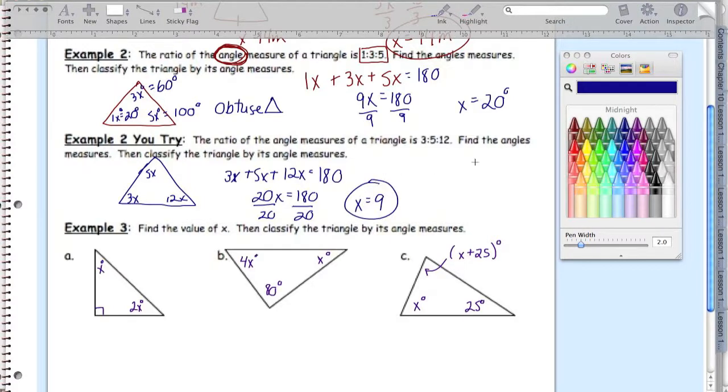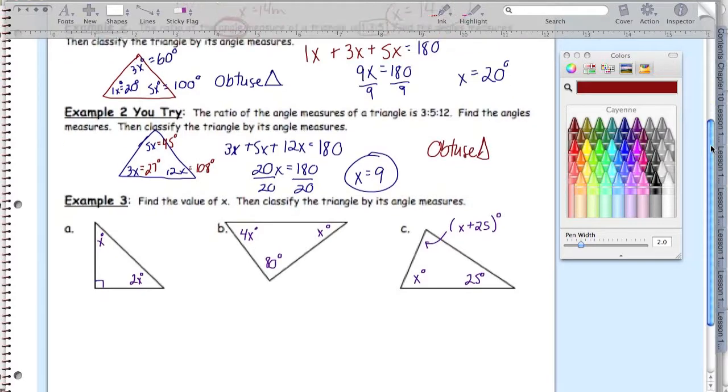Now I want to find all my angle measures. So I'm going to go ahead and say 3 times 9, 27 degrees. 5 times 9, 45 degrees. 12 times 9 is 108 degrees. So I have one angle greater than 90, so that means I'm going to go ahead and classify this as an obtuse triangle. Okay, let's try 3 more, just practicing.